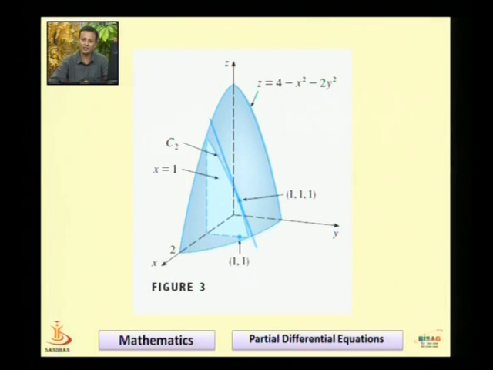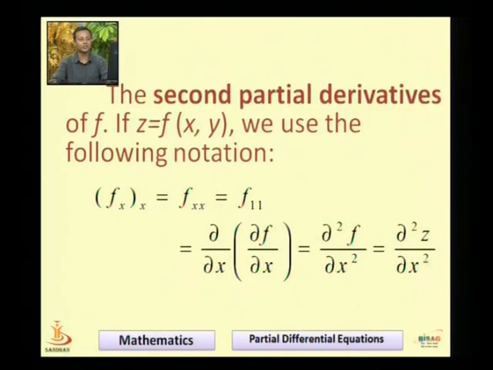Similarly, the partial derivative of the function z, that is del z by del y, is nothing but the partial derivative of 4 minus x square minus 2y square with respect to the y variable, and it is the slope of the tangent drawn at the point 1, 1, 1, and this point is considered on the curve C2, which is the intersection of the surface z equal to 4 minus x square minus 2y square and the plane x equal to 1. Now the notations for second order partial derivatives.